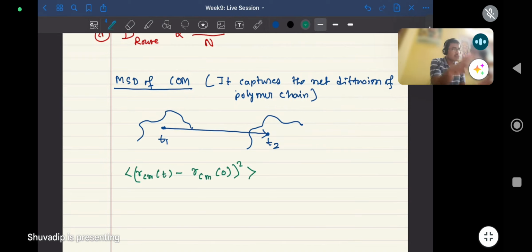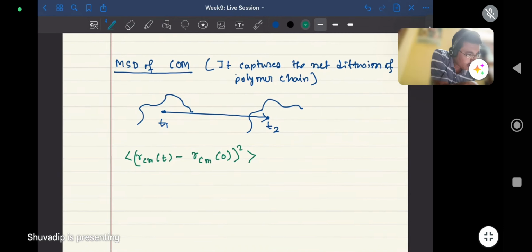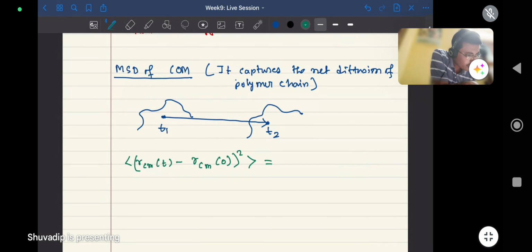Now because there is time translation invariance, we are fixing one of the time points as 0, and at time t we want to calculate how far the center of mass has gone. So it will be the sum over alpha equal to x, y, z of x0 alpha at t minus x0 alpha at 0, whole square, averaged.